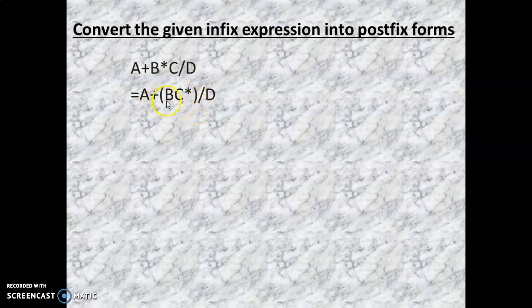So you treat BC multiplication as a single unit and D is a single unit. So you have to do BC into and D, then divide, like this only. BC into you treat as a single unit, and between it and D you have division. So you write down the BC into unit and D, then you just put the division sign after in postfix form.